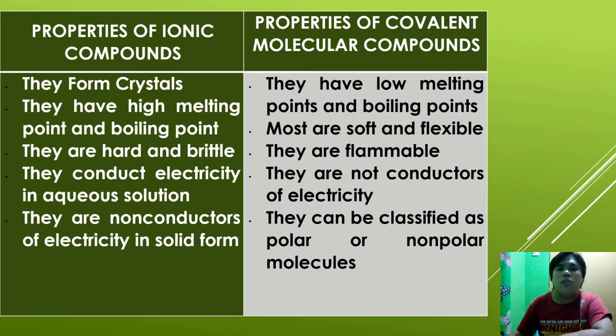And then the properties of covalent molecular compounds. They have low melting points and boiling points, which means they are easy to melt and boil. They are soft and flexible. They are flammable, so once exposed to heat, they could produce fire. They are not conductors of electricity and they can be classified as polar or non-polar.